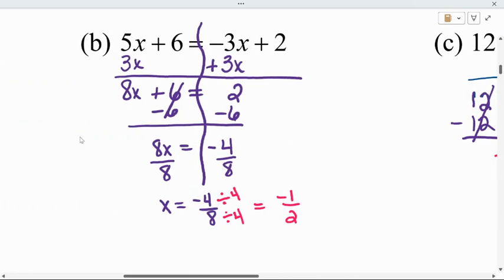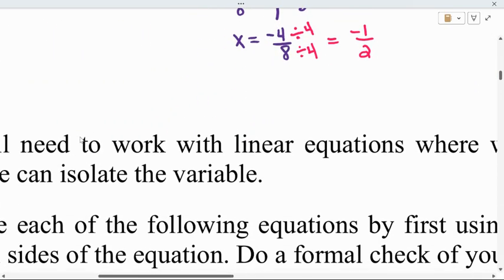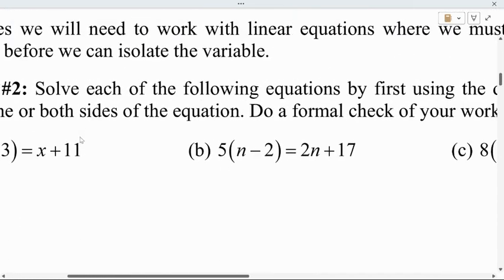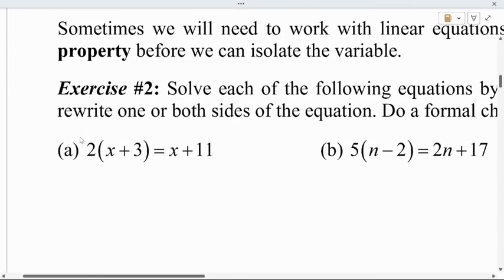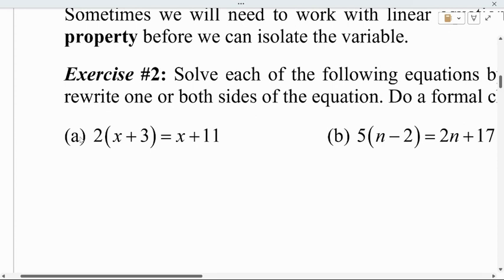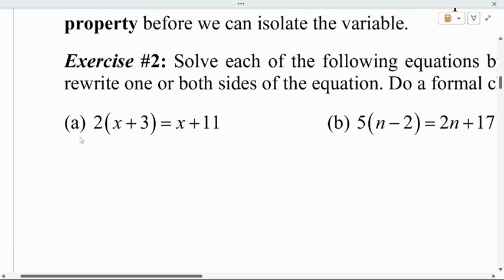isolating your variable. When we look at these next 3 examples, I think that we have some distribution taking place. But we should just be able to fly right through these because this is really what you did to solve those consecutive integer problems, right? So let's see. Example A: 2 times the quantity x plus 3 equals x plus 11.